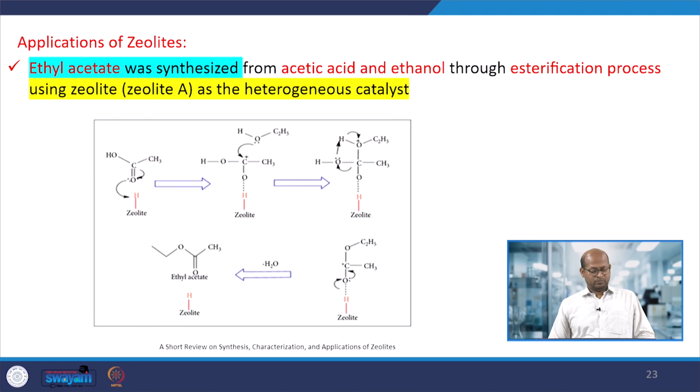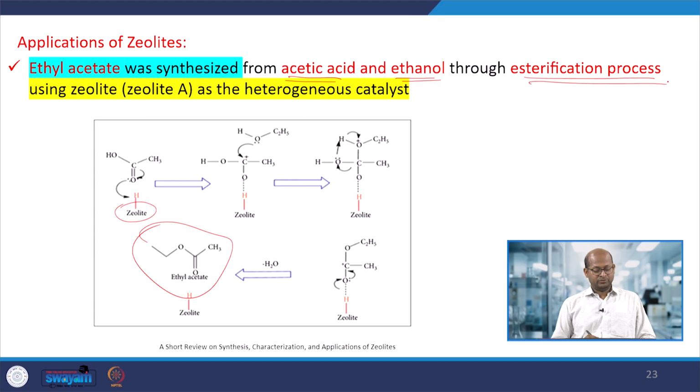Okay, so some ethyl acetate was synthesized. This is ethyl acetate, which can be prepared by using zeolites as a catalyst. Here acetic acid and ethanol were the starting reactants, and this is basically an esterification reaction. In the presence of zeolites, we can prepare this type of ethyl ester, ethyl acetate, with the zeolite acting as a catalyst.